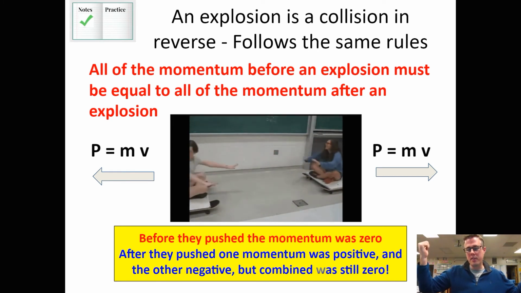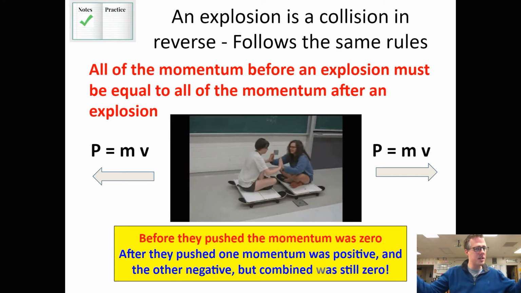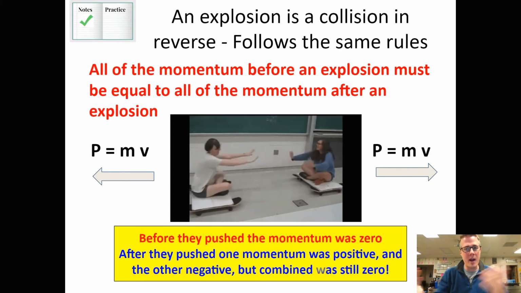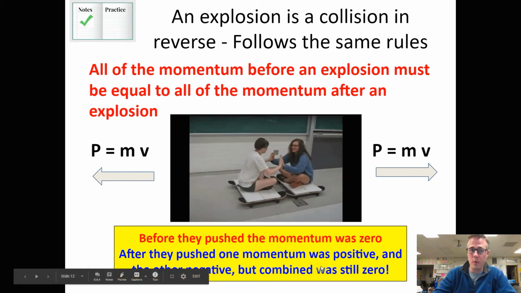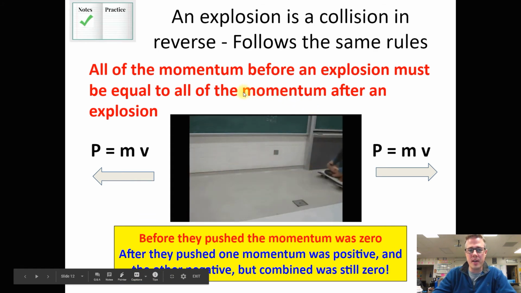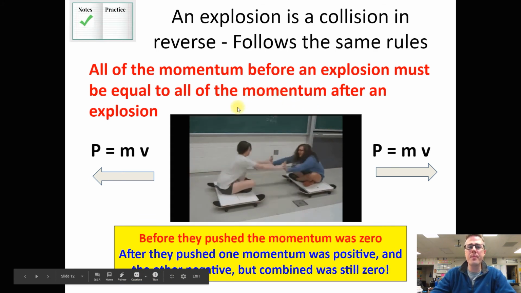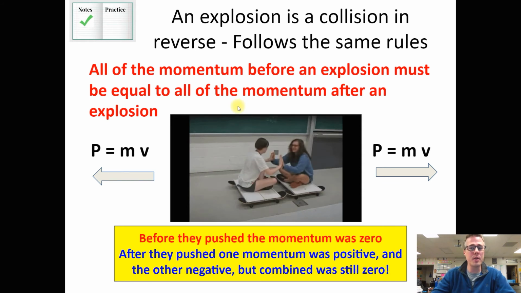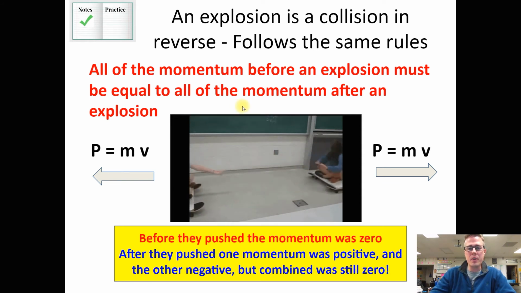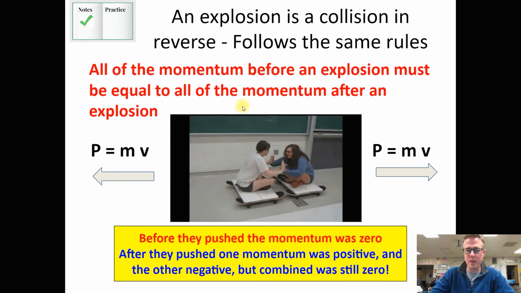So an explosion is just all the pieces flying apart. A collision is all the pieces flying together. Since they're just the same thing in opposite directions, the rules work the same. So on your note side, I need you to have what's in red. All of the momentum before an explosion must be equal to all of the momentum after an explosion.